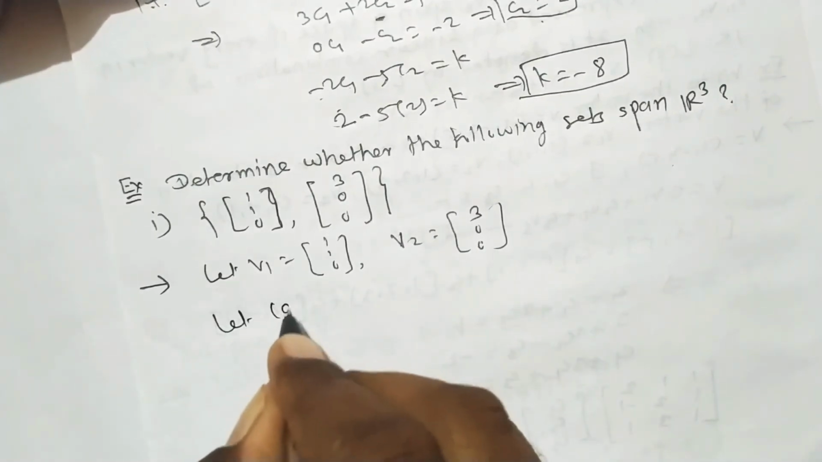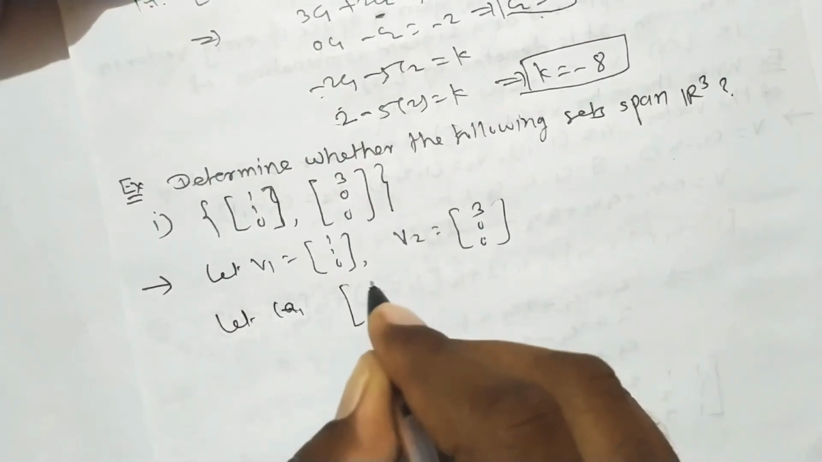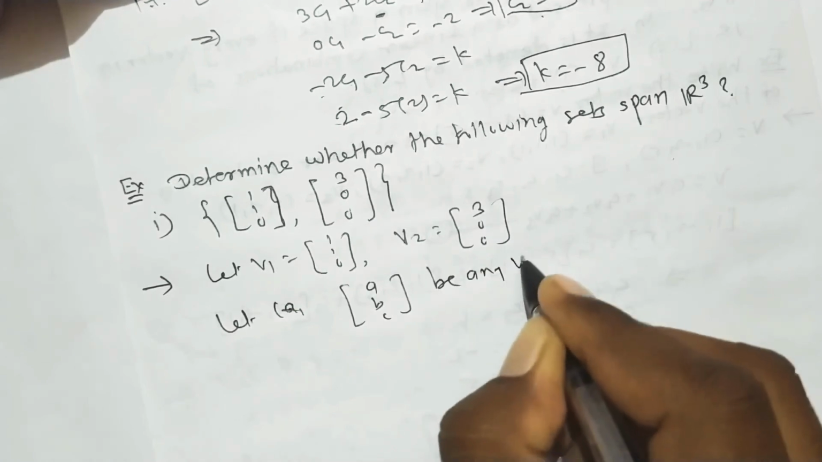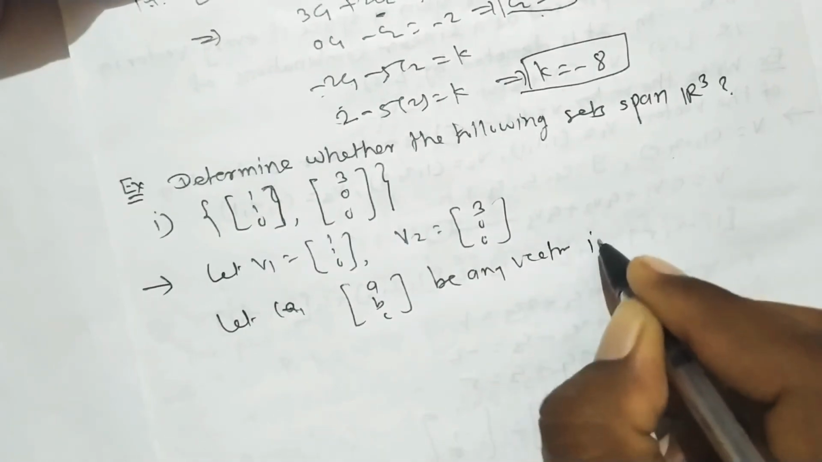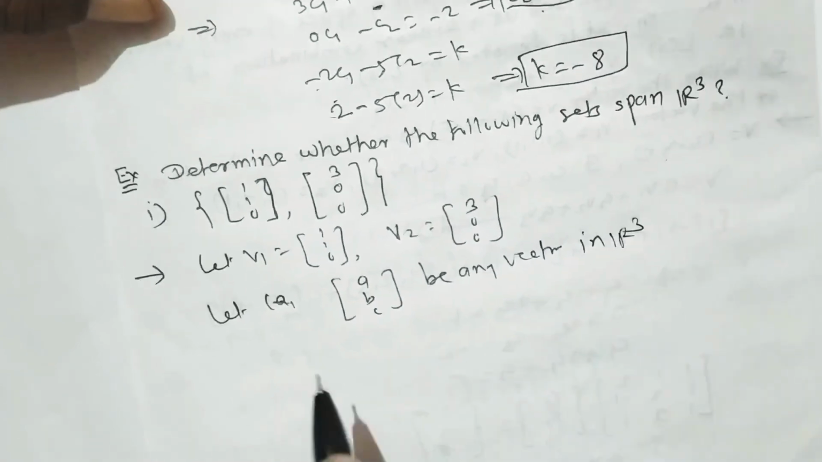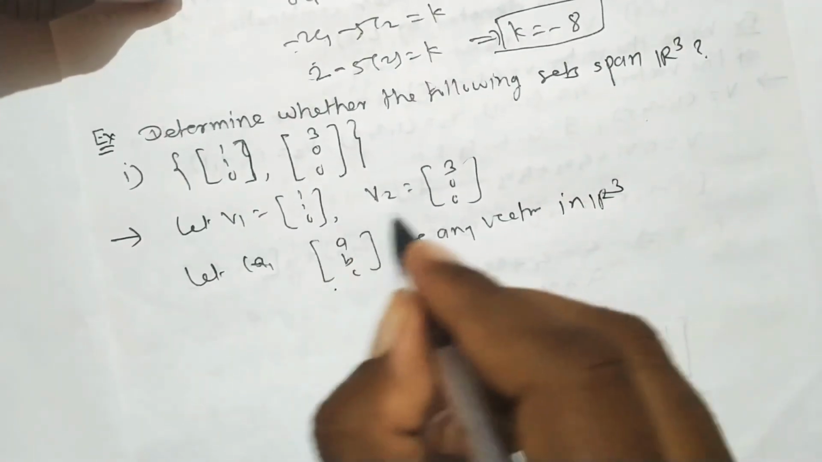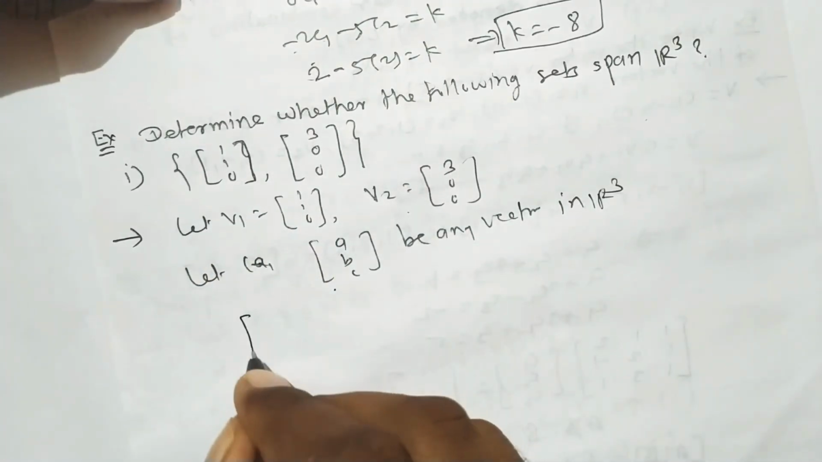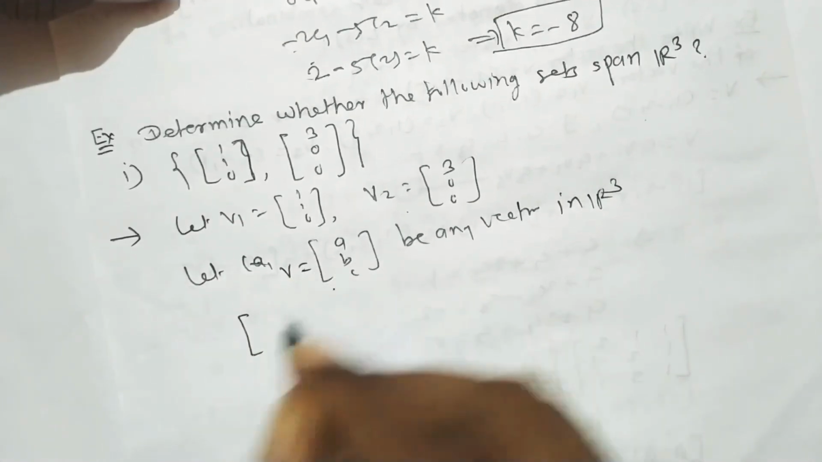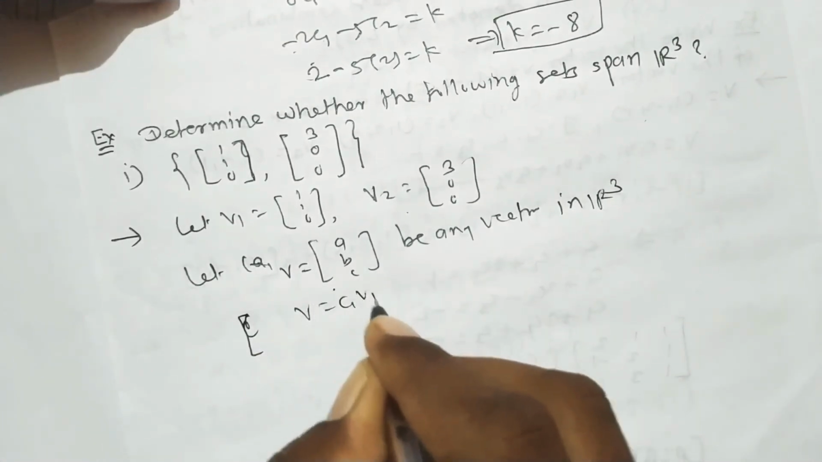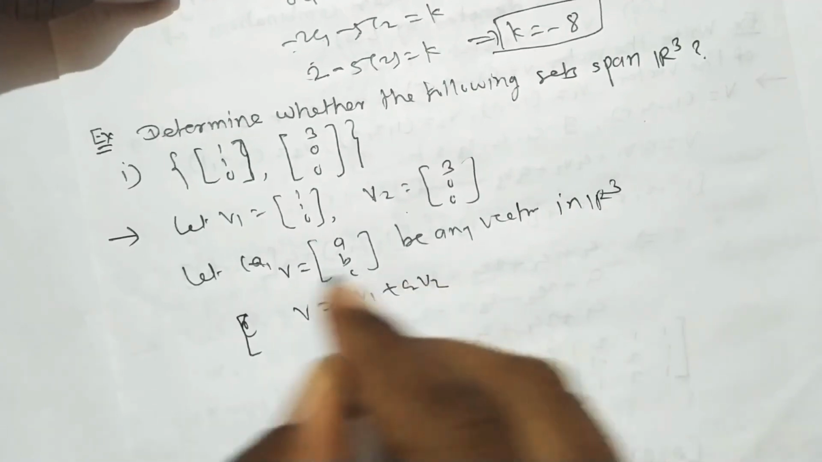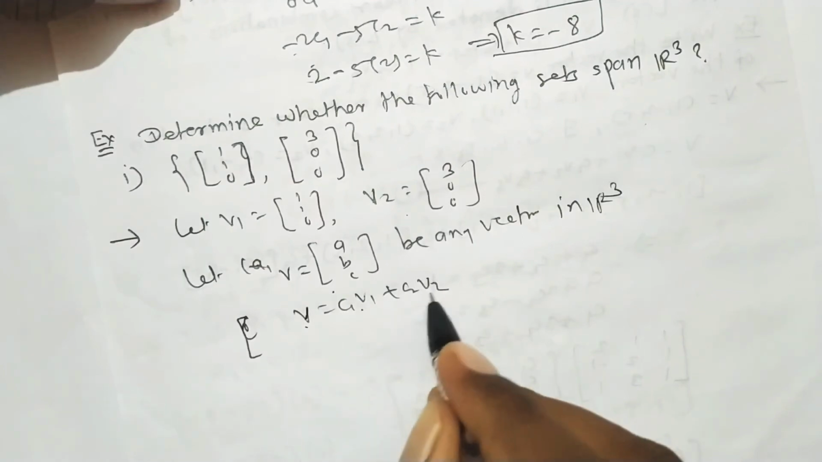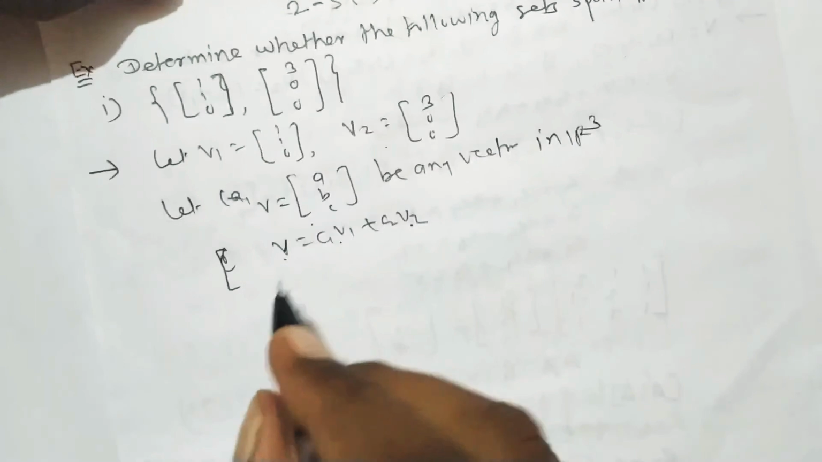So suppose you take a column vector a b c, any vector in R3. Okay, and if we can write this a b c as a linear combination of v1 and v2, then we can say that the given set is a spanning set. So how to write it? Suppose this vector is v. Okay, so we have to write v is equal to c1 v1 plus c2 v2. If this linear combination is possible, meaning if we can write v as a linear combination of v1 and v2, then we can say that the given set is a spanning set.